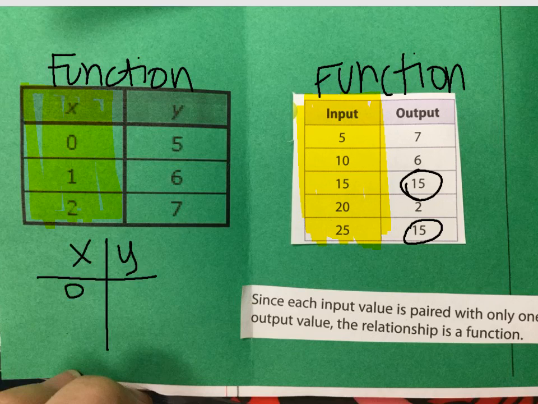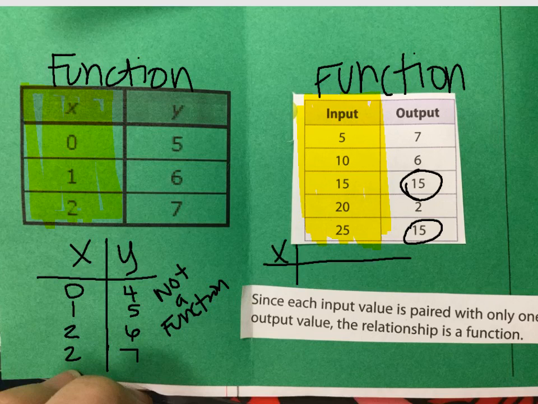We can put 0, 1, 2, 2, 4, 5, 6, 7. So this is a non-example, not a function. I want you to be able to see both. So x is always on the left or the top. If I had a table this way, the top is the x.